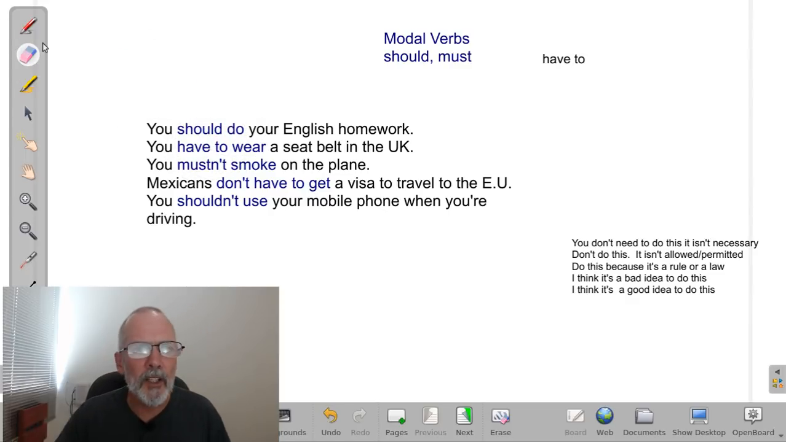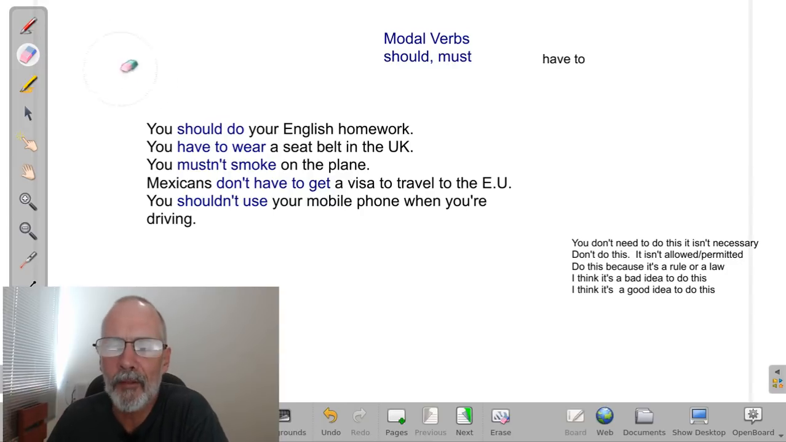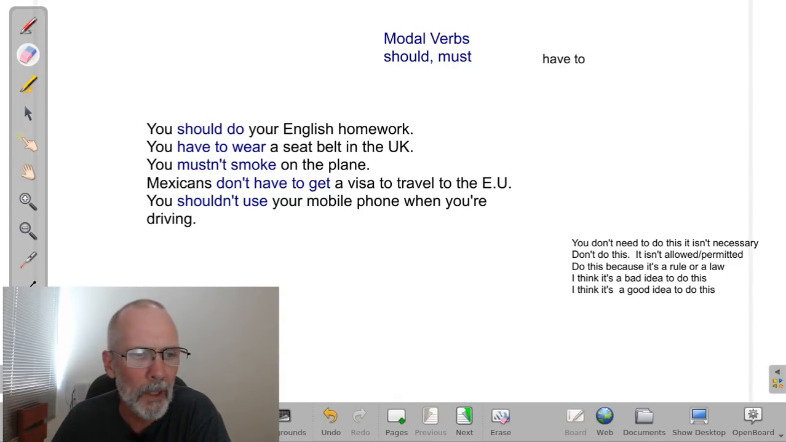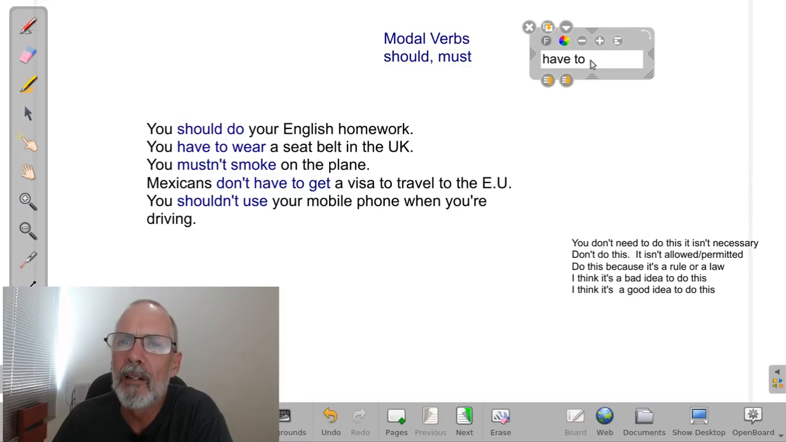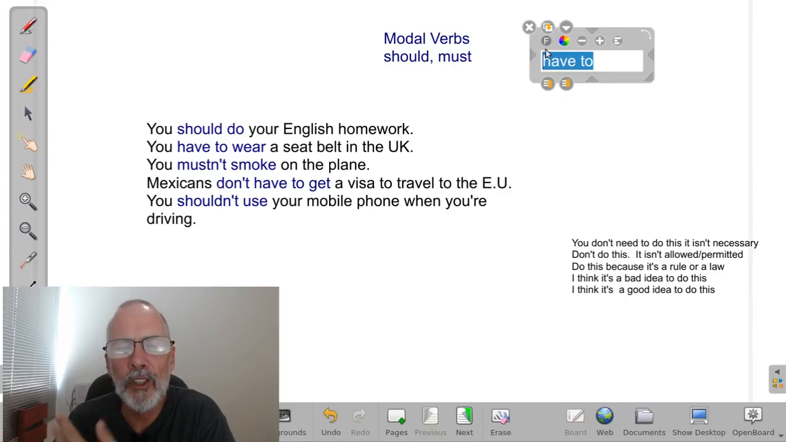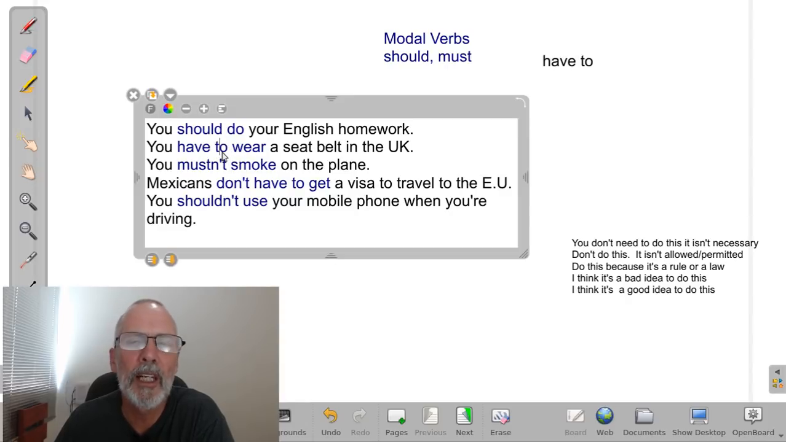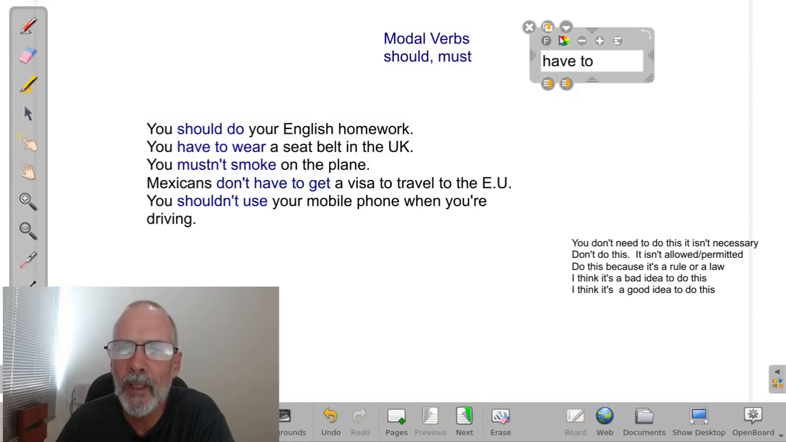So, now the other thing that we have here is "have to". Now, "have to" is not a modal verb, but it functions in the same way because it is used to change the feeling of the main verb. So here, obviously, "have to" is followed by the base verb, but here we have the "to". It's "have to" plus the base verb. You have to wear a seatbelt in the UK.